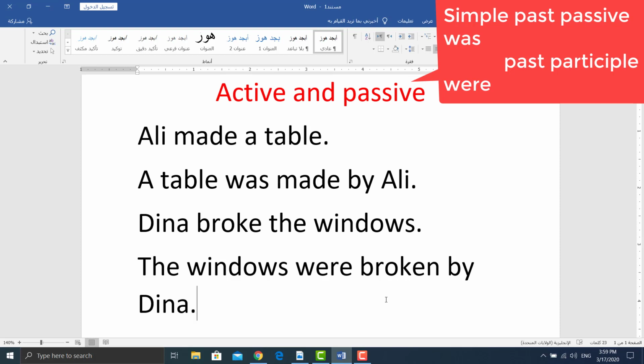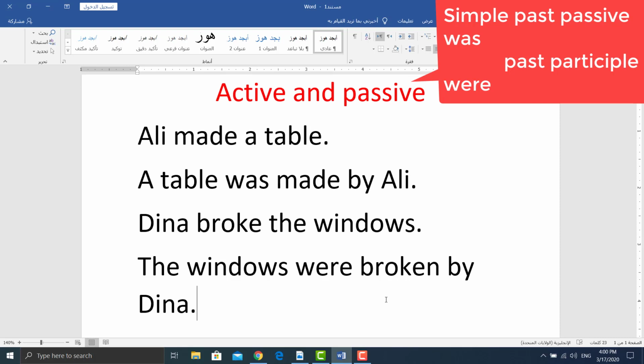Okay, is there a change in meaning when I say Dina broke the windows and the windows were broken by Dina? Of course. When I say Dina broke the windows, the focus here is on Dina, not Sally, not Heba, not Mona. And when I say the windows were broken by Dina, the focus here is on the windows, not the chairs, not the doors.